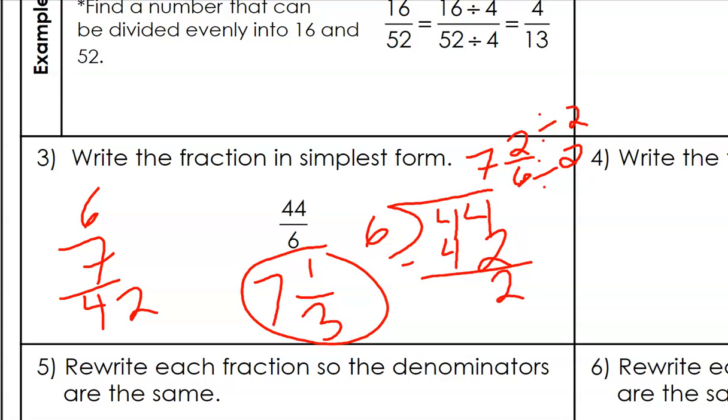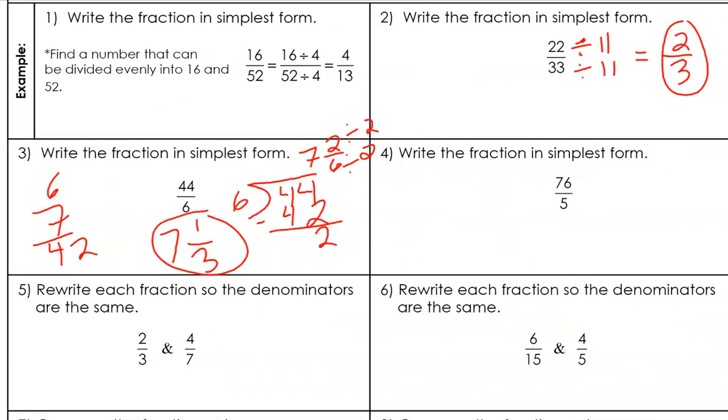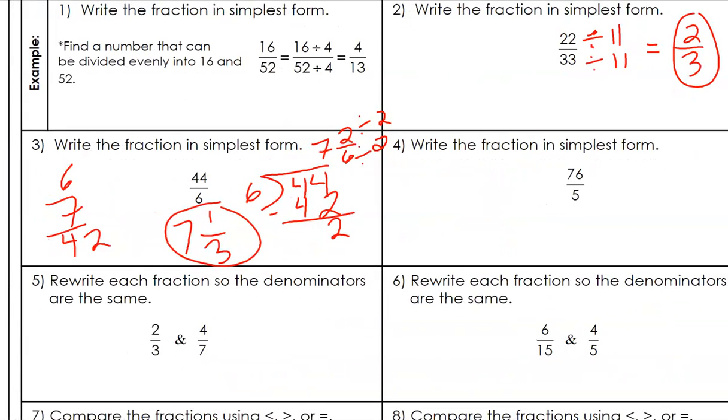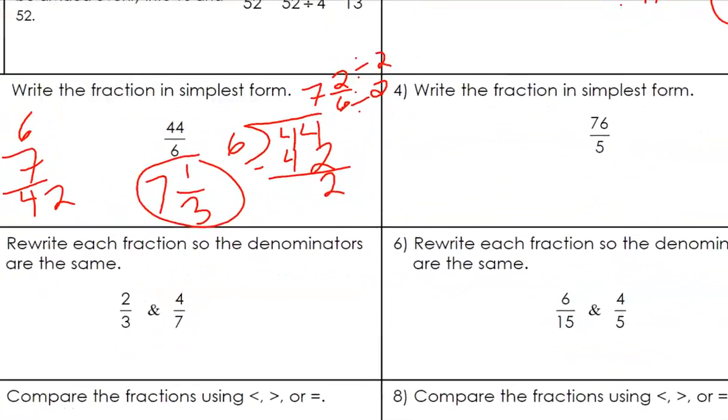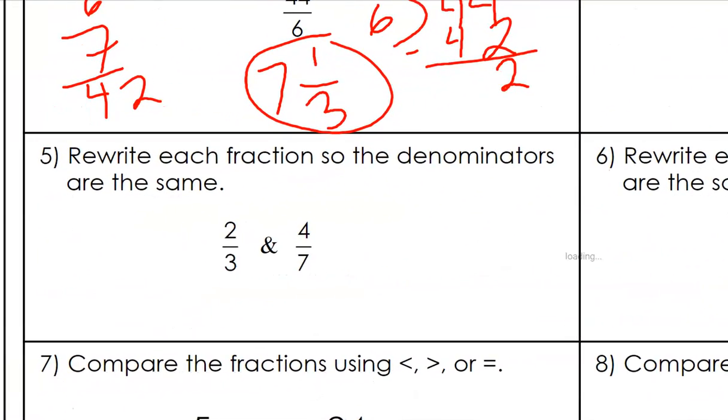Okay, 7 and 1/3. All right, so please make sure that you show your work. Okay, so for each of these, they might be asking for something different. Like number 5 is asking you to find a common denominator. Okay, and we did that when we were adding and subtracting fractions.